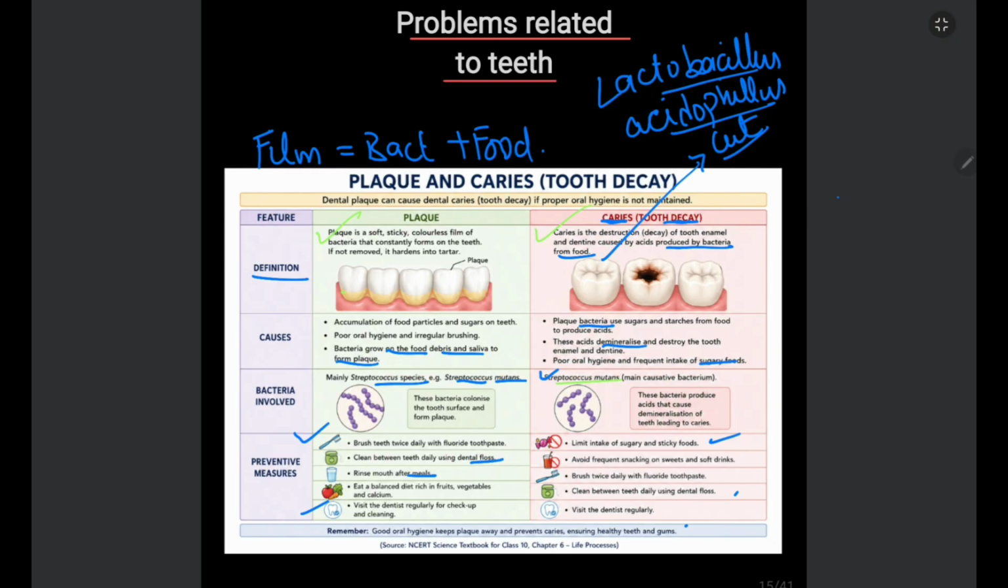So in this particular part, we have completed mouth, and mouth had different structures which we discussed: the palate, the salivary glands, the tongue, and lastly the teeth. Now we will move on to the next topic, next part, that is the pharynx, in the next lecture.